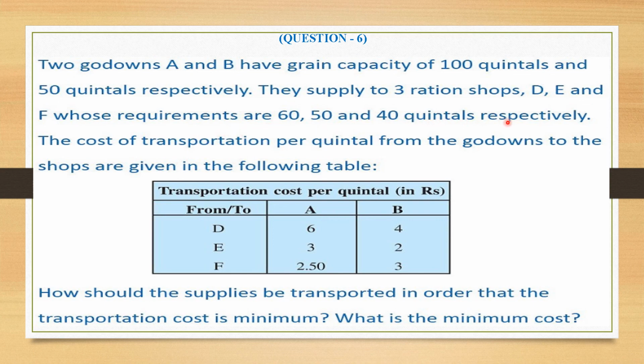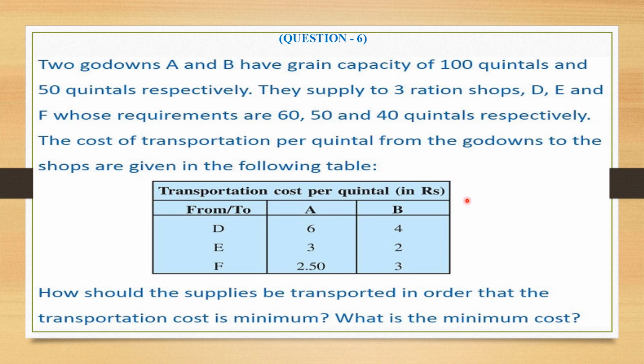Okay, so two godowns are there, having their grain capacities. A godown has 100 quintals and B godown has 50 quintals. And both godowns are supplying to three ration shops, namely D, E and F. These ration shops have their own requirements. For D it is 60 quintals, for E it is 50 quintals and for F it is 40 quintals. The cost of transportation per quintal from the godowns to shops is given in the following table.